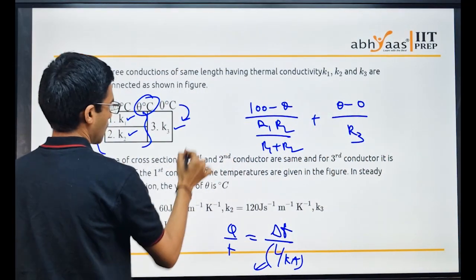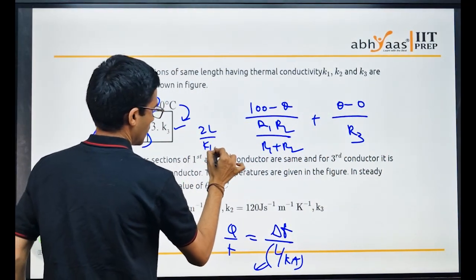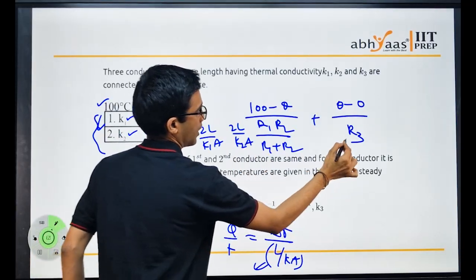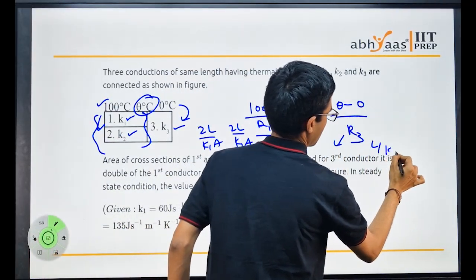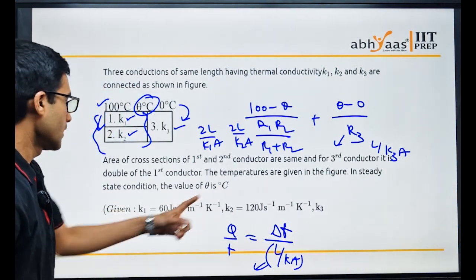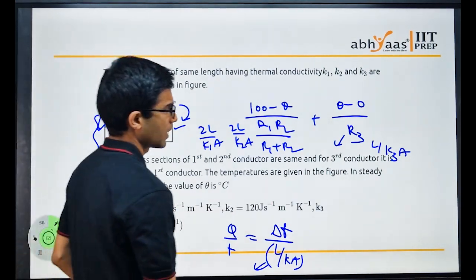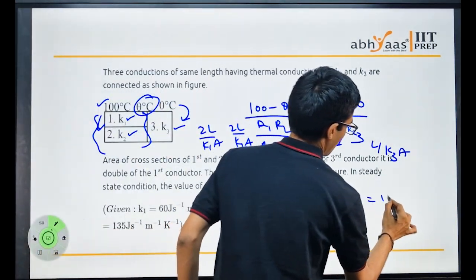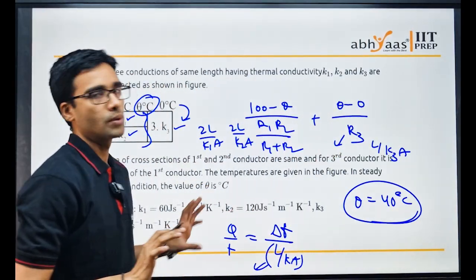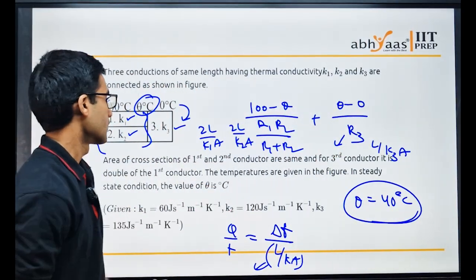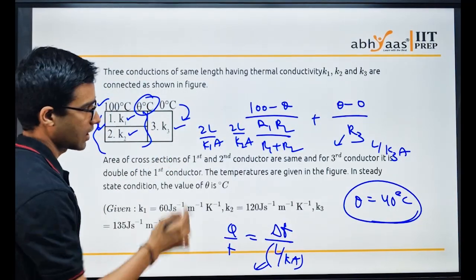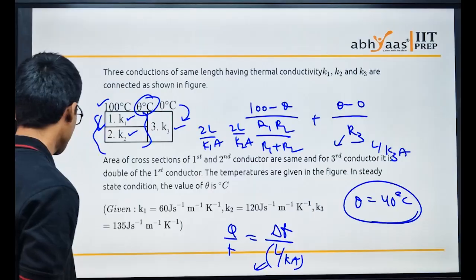So what is R1? R1 is equal to 2L by K1A. R2 is 2L by K2A. R3 is L by K3A. Substitute the values of K1, K2, K3 in this, and finally you will get theta equal to 40 degrees centigrade. Just substitute the values, no need to worry, this is a simple calculation, all the values are given. Same length means you can cancel that.